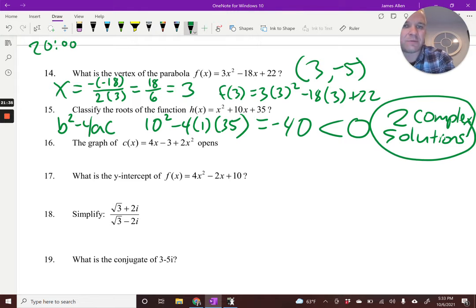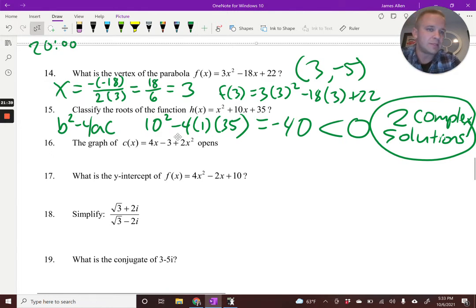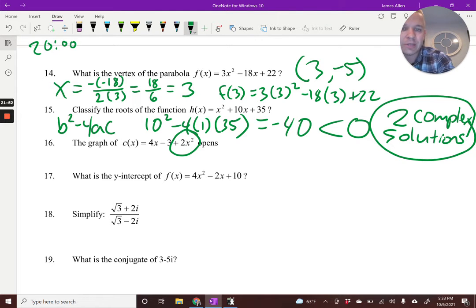Since this didn't even ask me for what the discriminant was, I could have looked at this myself and just been like, oh, dude, that's negative. So that's going to be 2 complex, okay? Awesome. All right, the graph of c of x equals 4x minus 3 plus 2x squared opens which way? Well, according to my positive quadratic term here, it's going to open up.